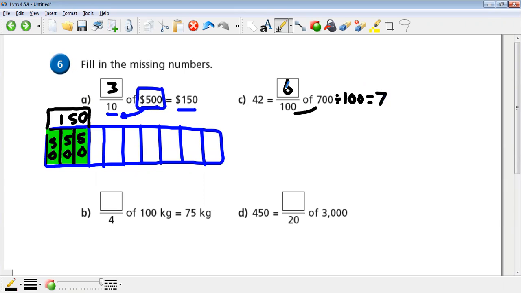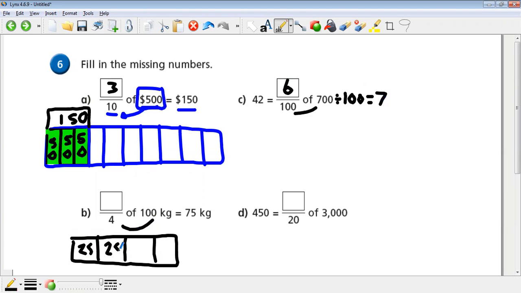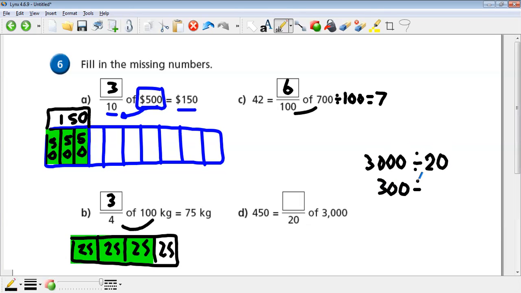Same concept. 100 divided by 4 would be 25. And then it's how many of those make 75. So 25, 50, 75, 3. And then I'm going to have to do 3,000 divided by 20. So this is the same as 300 divided by 2, which is 150. And then it's a case of how many 150s go into this, which is 3.